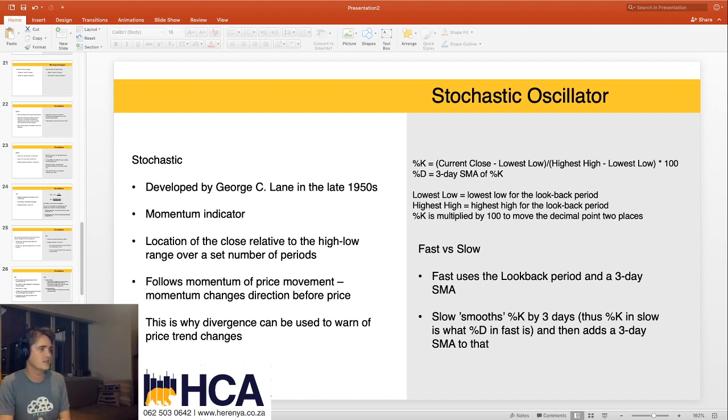Anyway, so we looked at this calculation. We have to work out the percentage K and percentage D line. Percentage K is the current close minus the lowest low. So what we're doing with the stochastic is measuring momentum, right? We're plotting a line that tracks today's closing price versus the high-low range of a preset look-back period of days, and we're trying to see where today's closing price is relative to that.